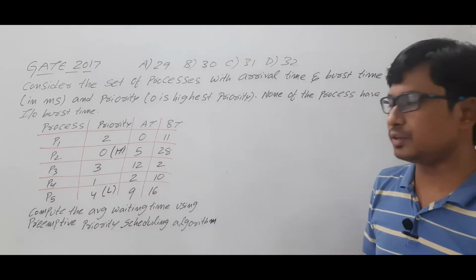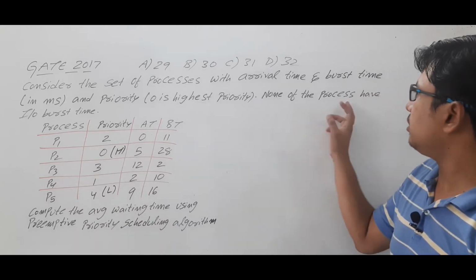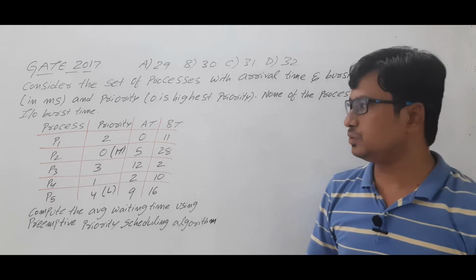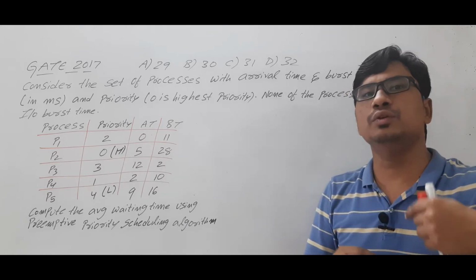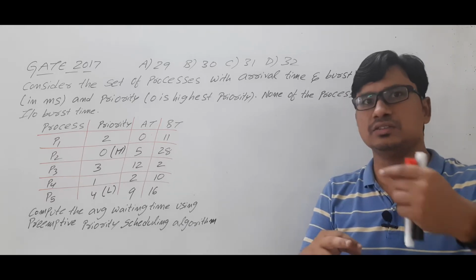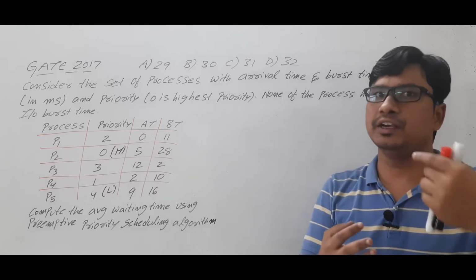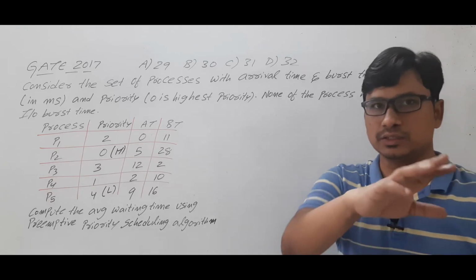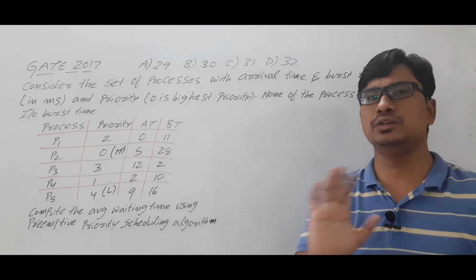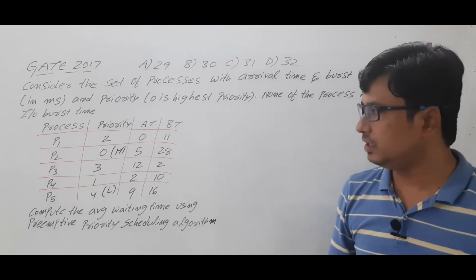Is it clear? Are you able to understand it or not? None of the processes have IO burst time, so no process will go to the wait state. Once it has gone to the running state, if a high priority process comes, then it will go to the ready state. So processes will go from the ready state to the running state. None of the processes will go to the wait state.